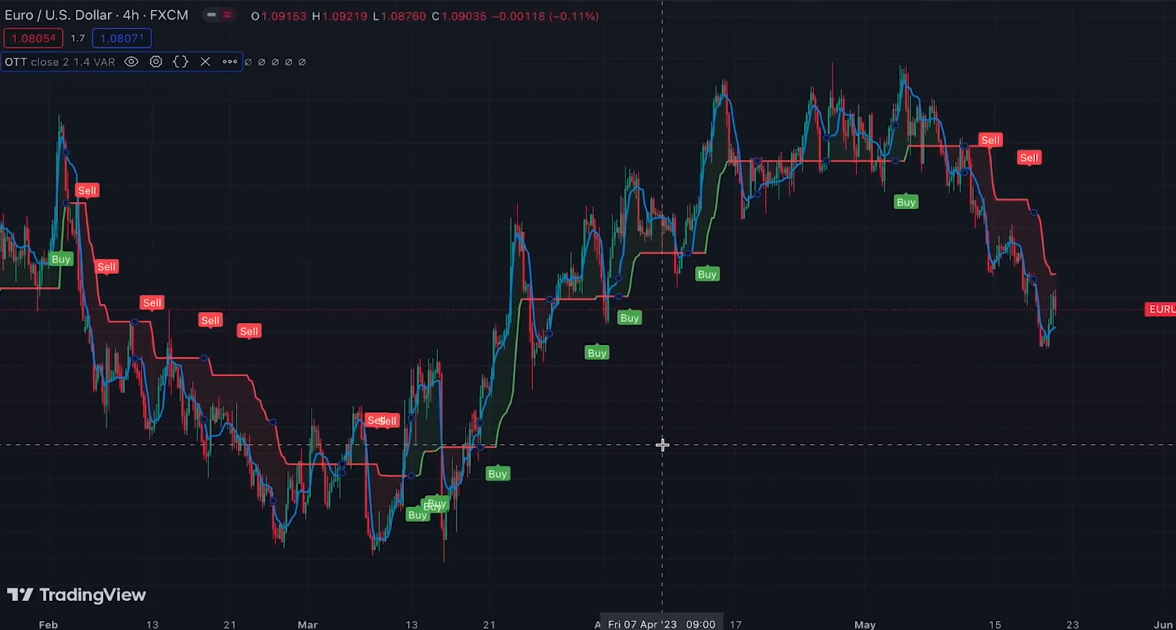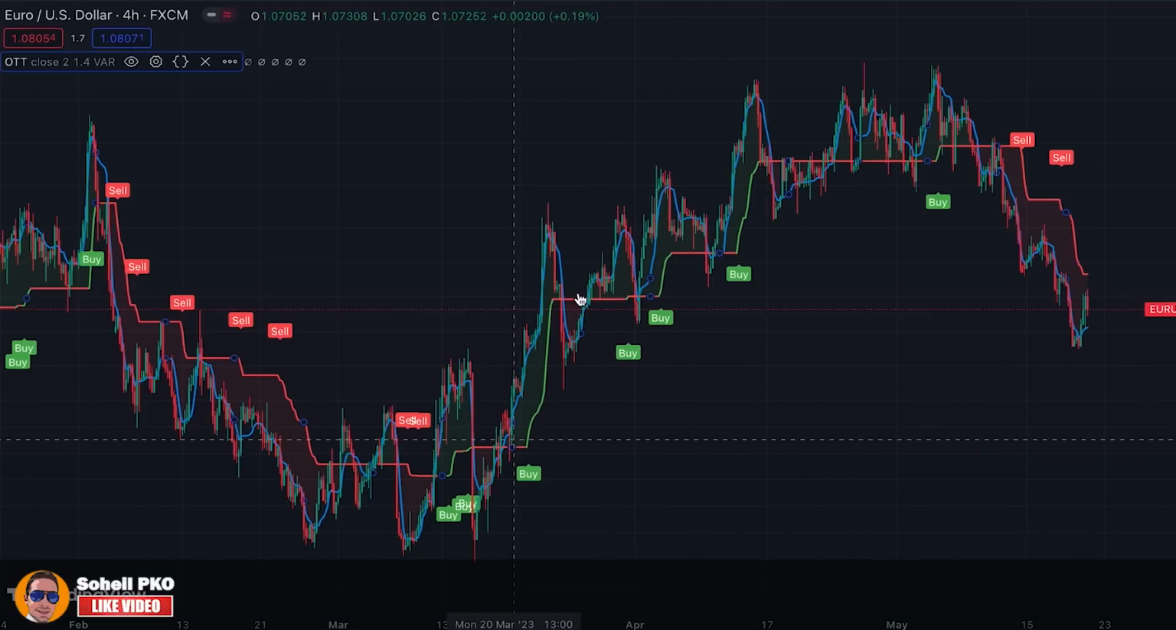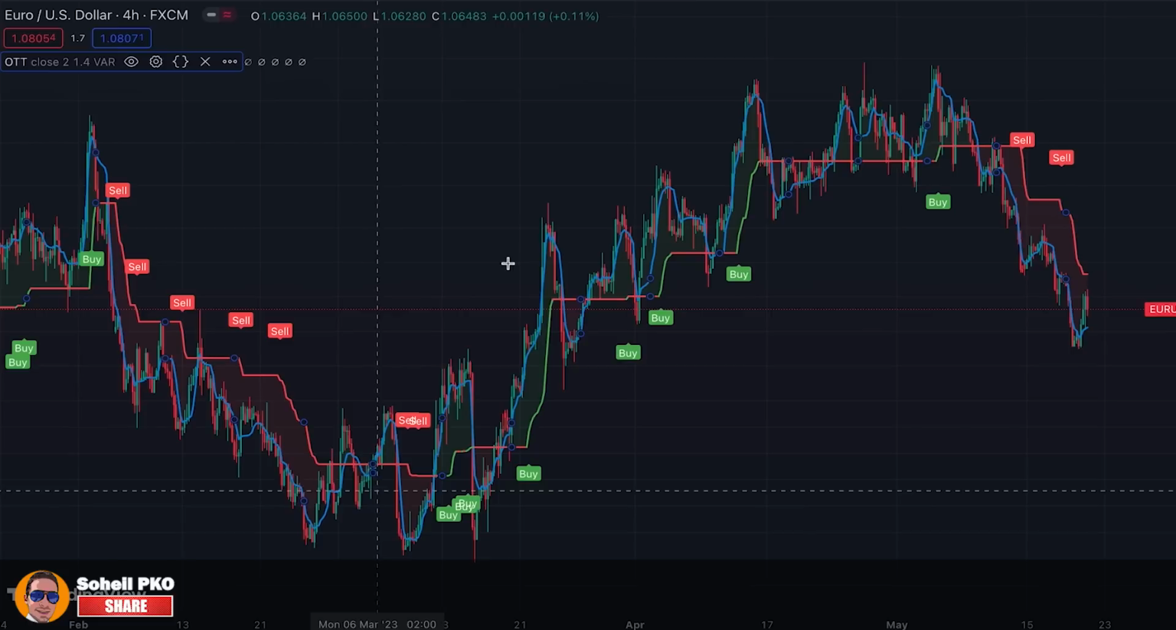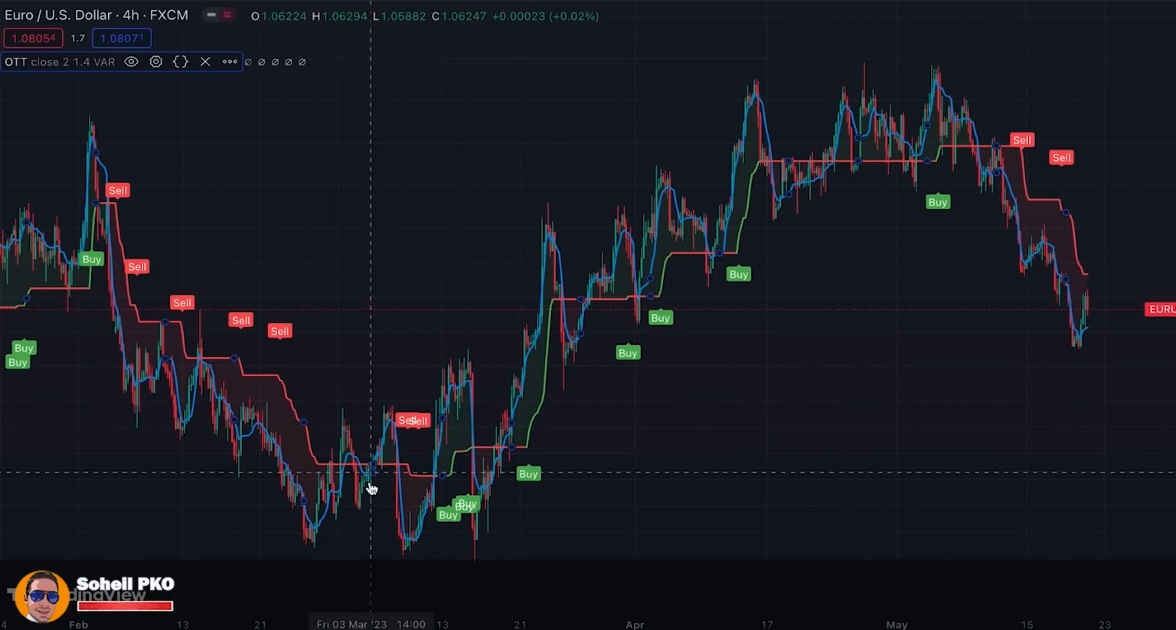Compared to the other two types, this one generates fewer false signals. If you pay attention, you can see when the longer-term trend is up, only buy signals are given, and when the direction is down, only sell signals are given. But still we have false signals, especially in range markets.